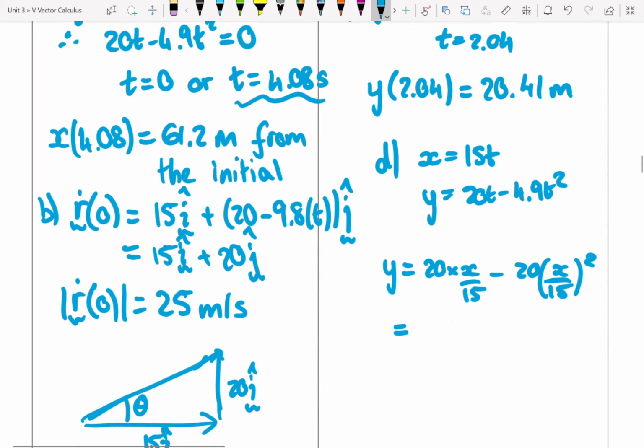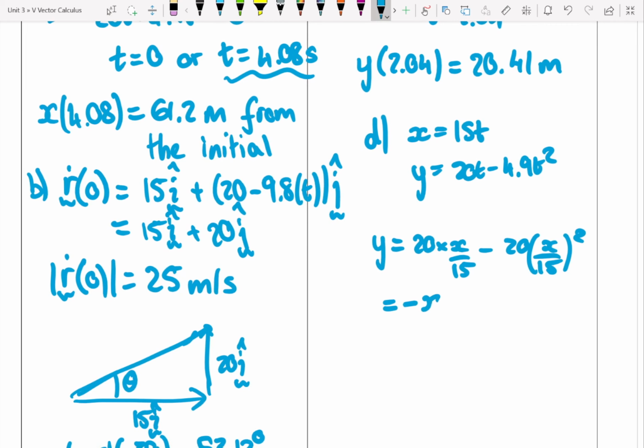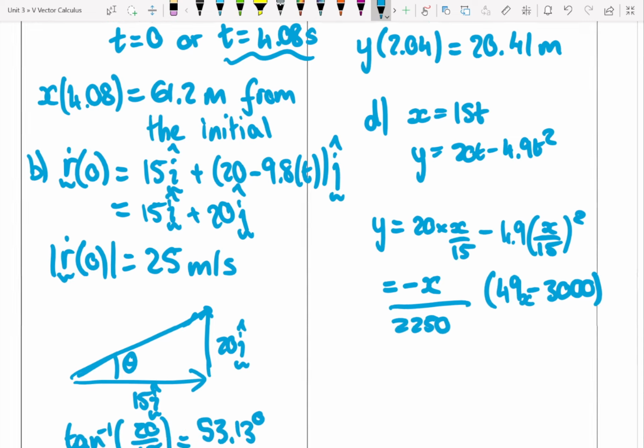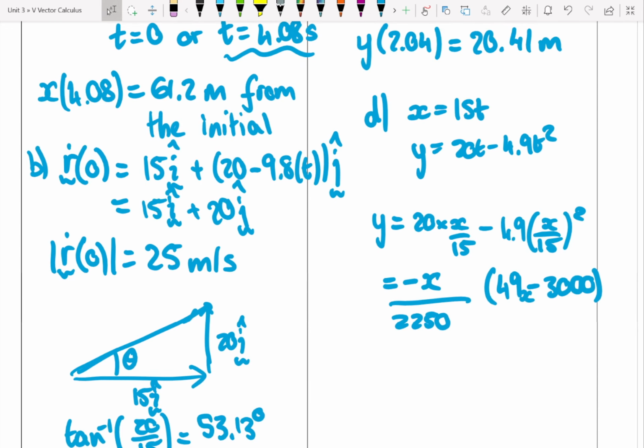The textbook solution has factorized it, so it's going to be negative x on 2,250, 49 take 3,000. I see what I've done wrong. This 20 should be 4.9. So they've done it in a way so that the coefficient of x is an integer.